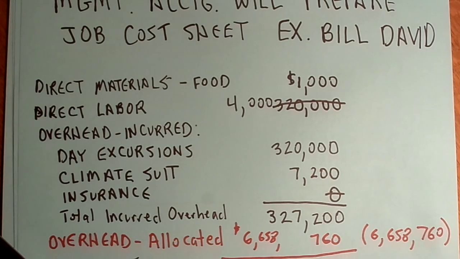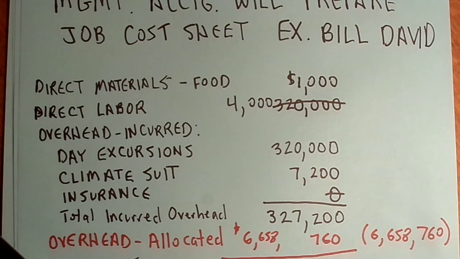Bill David used his climate suit some, but obviously if you looked at the price of the climate suits, he didn't wear one out. So the job cost sheet shows that we incurred overhead of $7,200 related to Bill David, and there was no insurance claim related to Bill David. So the total incurred overhead was $327,200. But then we had to allocate overhead to him.